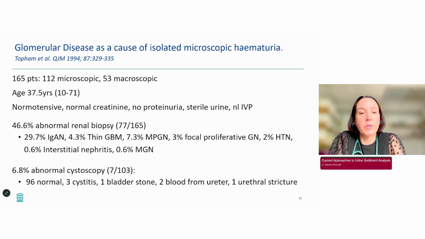And about 7% of this young cohort, the mean age here was 37.5 years, had an abnormal cystoscopy with bladder stones, some local bleeding, and some cystitis. So this would fit with the other observational data that's been shown.